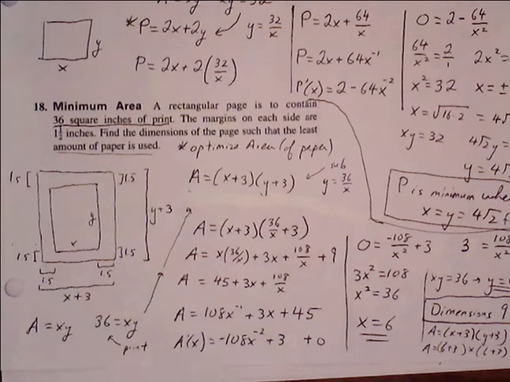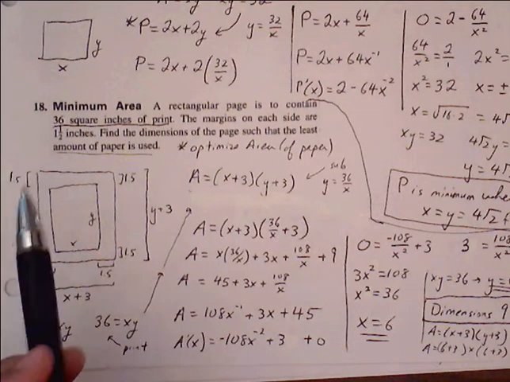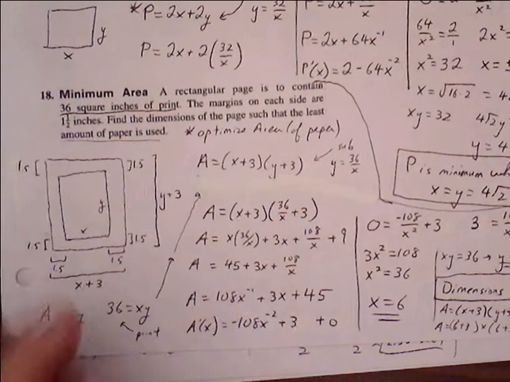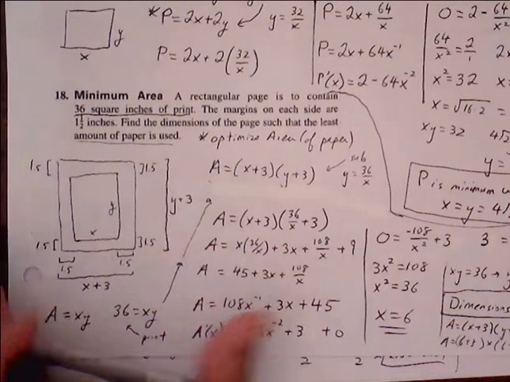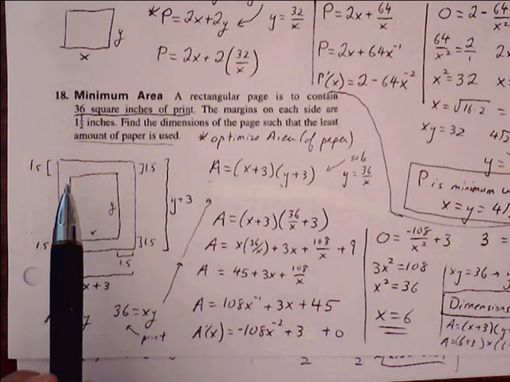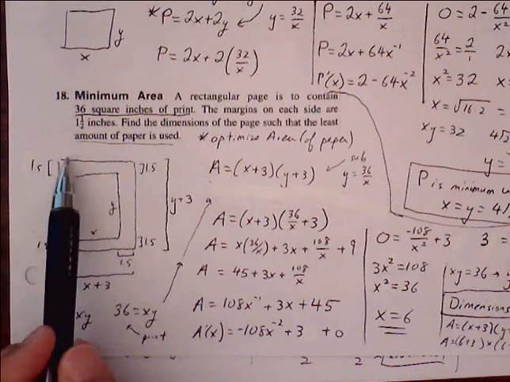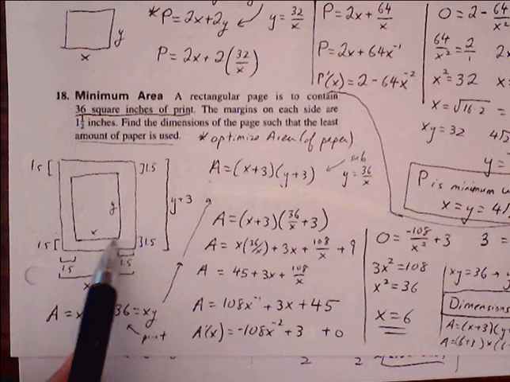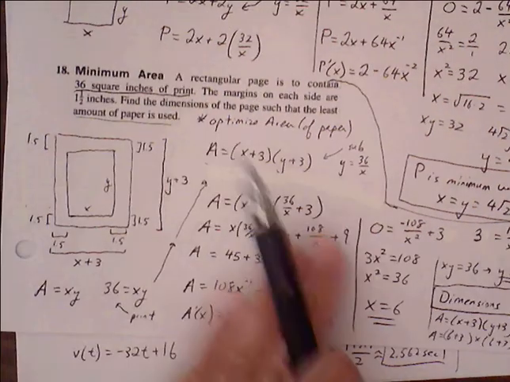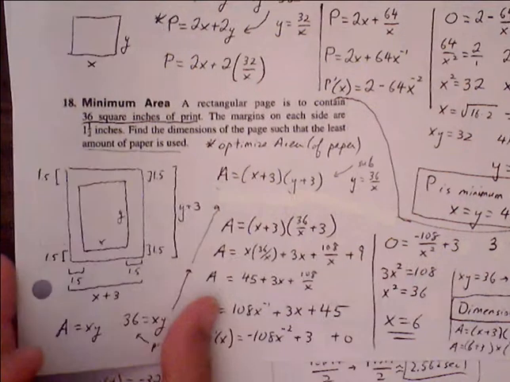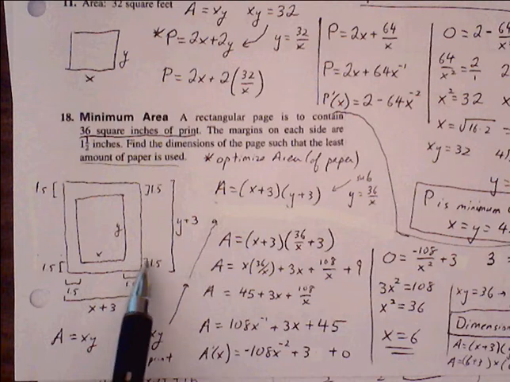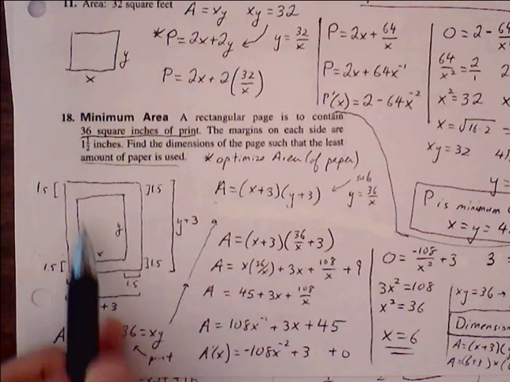Okay, for 18, a rectangular page is to contain 36 square inches of print. So I'll let the inside rectangle represent where the printed letters are. And then the margins are 1.5 inch on each side. So we know that each of the borders is 1.5 inch from the border of the text. So I just went ahead and put 1.5 here to indicate that that's the length of all the borders.